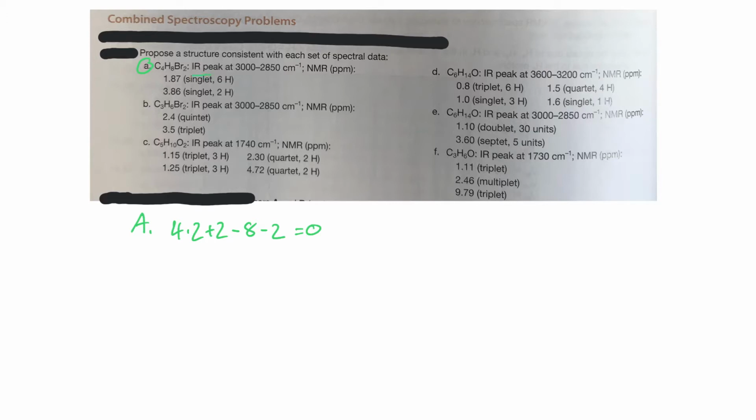The IR data is not very helpful. Basically, it tells us there are some sp3 hybridized CH bonds, which is more often the case than not, so that's not going to be very helpful for us. But we can observe the NMR data here. We've got a 6 hydrogen singlet at 1.87, and we have a 2 hydrogen singlet at 3.86.